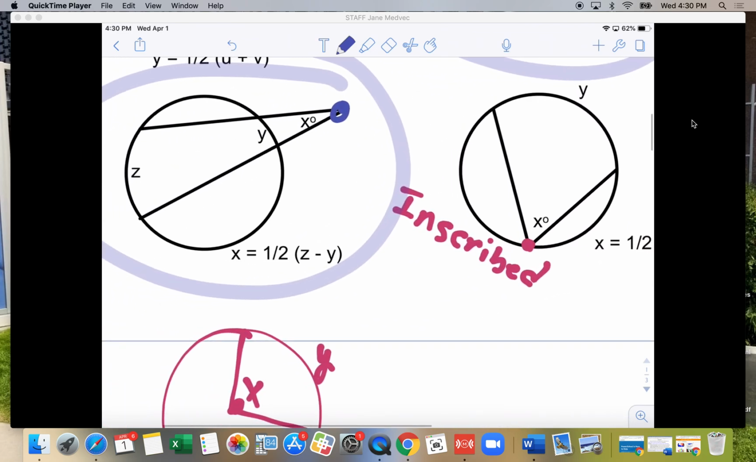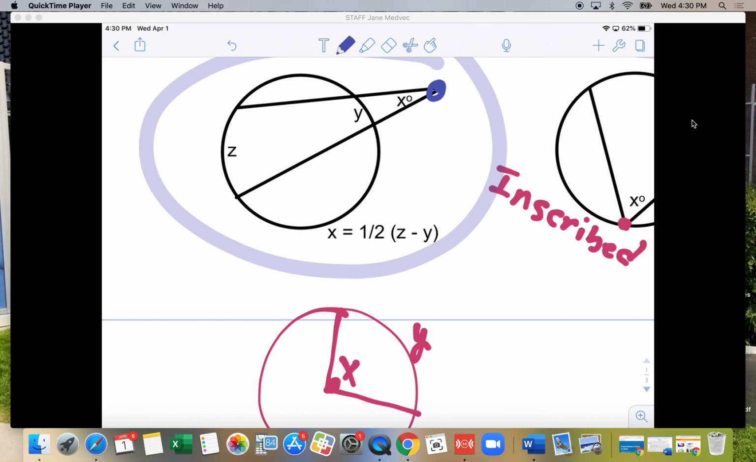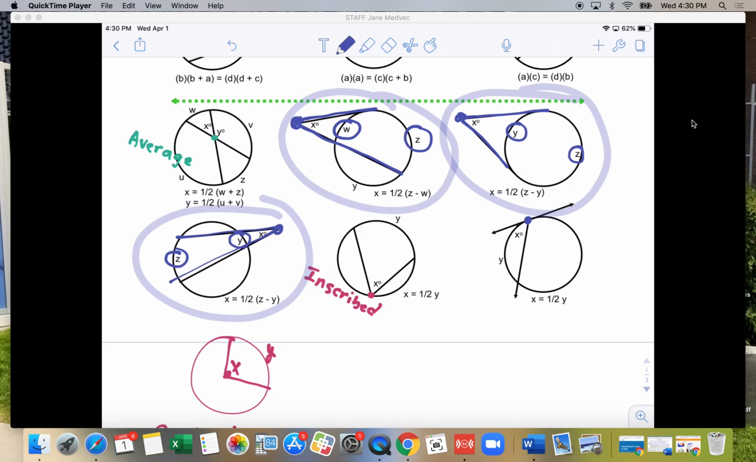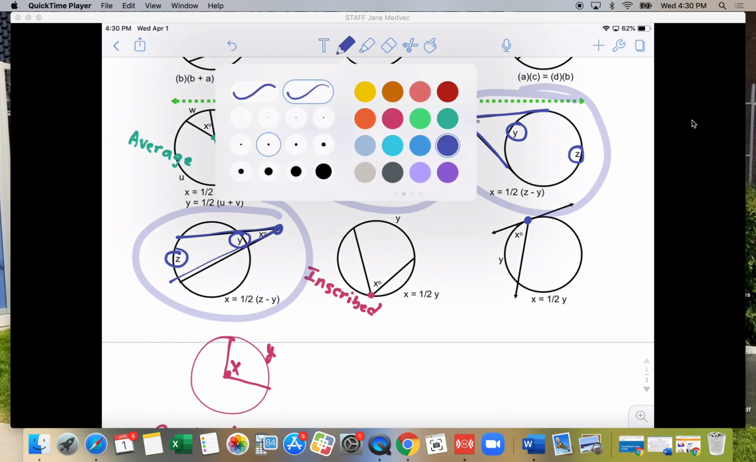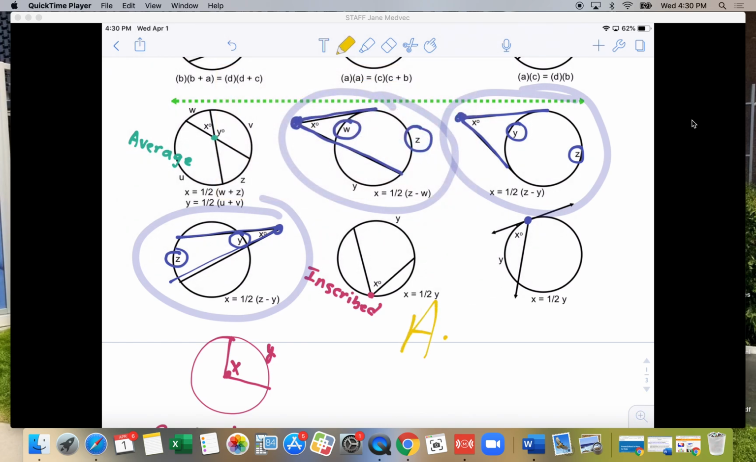And then finally, I come down here, I've got angle x. I take the larger arc, because here's my angle, my larger arc, I subtract the smaller arc, and I divide by 2. So those are the different things that we looked at in the last chapter. They are all dealing with angles, and that's what's key here.